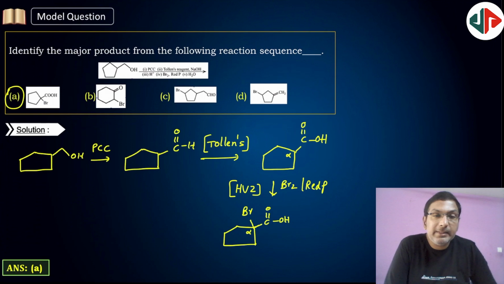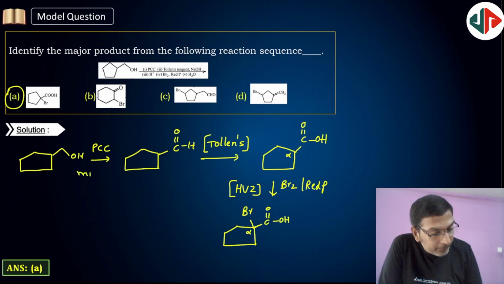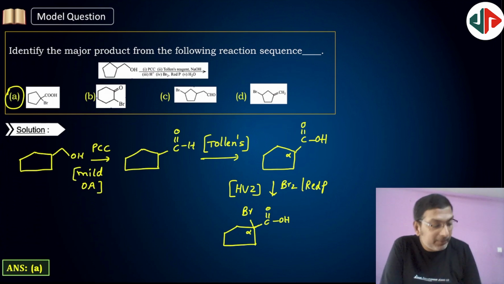So the first step is mild oxidation. Mild oxidation or a mild oxidizing agent. A primary alcohol will be converted to an aldehyde.